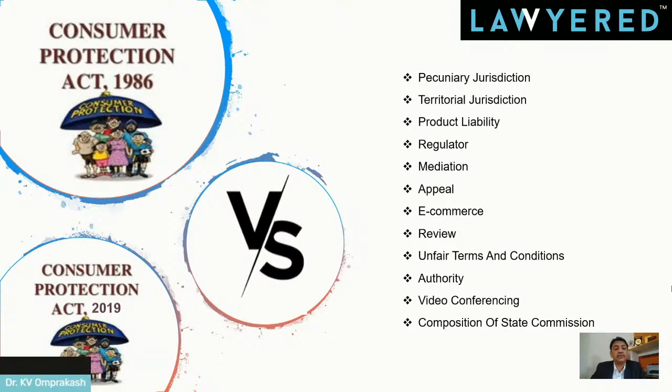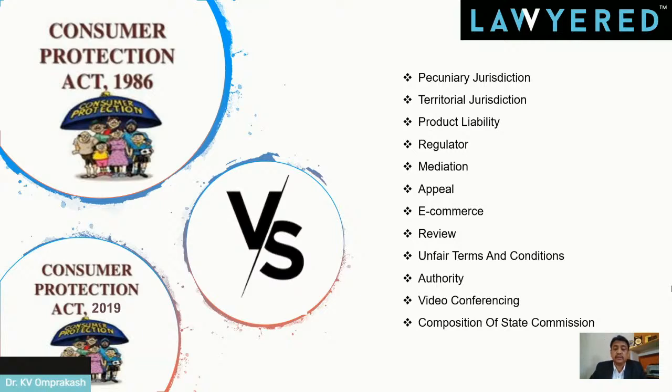So if you see the highlights, the old act and the new act, what are the remarkable changes which have been brought? We discussed the pecuniary jurisdiction where the amount threshold has been increased. Territorial jurisdiction, now the consumer can file it from his place. He need not come to the place where the registered office of the company or the manufacturer is. So he can file it where he is staying. Product liability, as we discussed, the manufacturer or the market sellers are liable. Aggregators, online marketplaces, all these people are liable. Regulator, there's a change in the regulator. We are bringing an authority inside. Authority will take care of it.